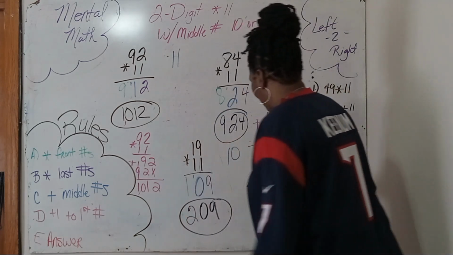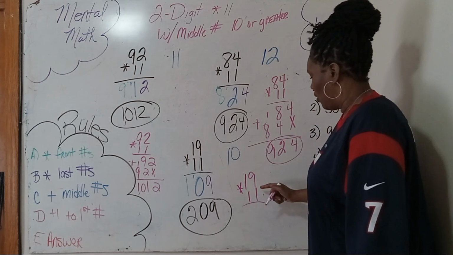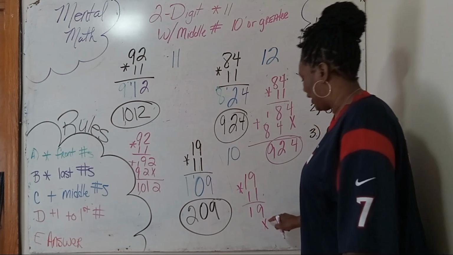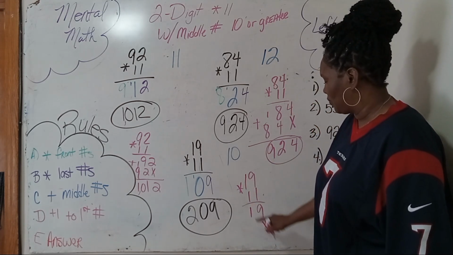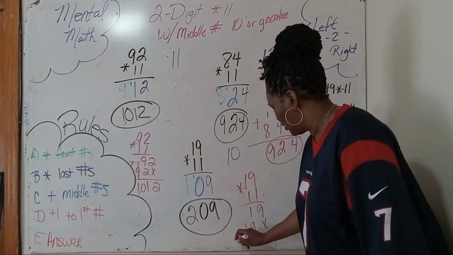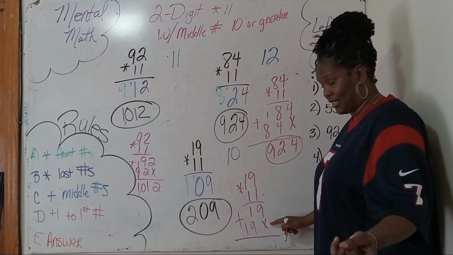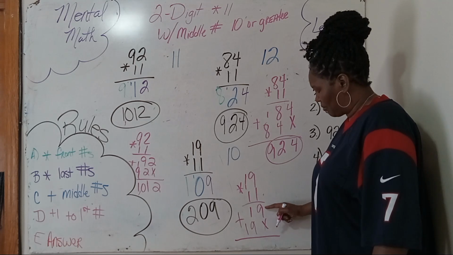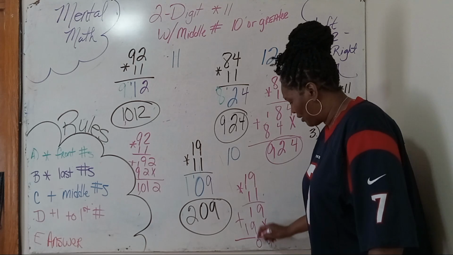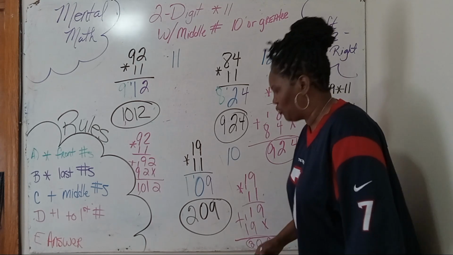Let's do this last one. 11 times 19. 1 times 9 is 9. 1 times 1 is 1. I put an X because it represents 0. And I go to the next one. 1 times 9 is 9. 1 times 1 is 1. And I add all this together. 1 plus 0. Remember the X represents 0. 9 plus 0 is 9. 1 plus 9 is 10. I put my 0. I carry my 1. 1 plus 1 is 2. My answer checks out to be 209.